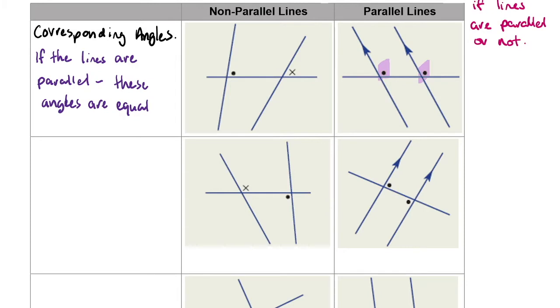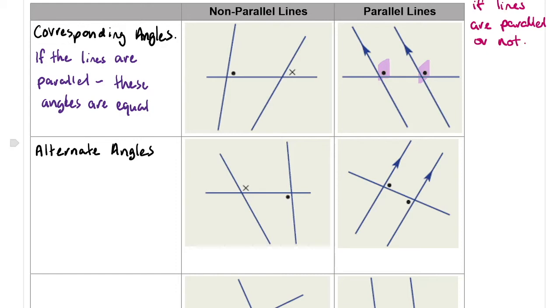The next row down, we have another set of angles. You can see that these start on one side, and then there's one on the other, and we call these alternate angles. These are alternate angles because they alternate across the transversal line. If the lines are parallel, as you can see in those diagrams, in the non-parallel lines we've got a cross and a dot, meaning that they are different, and in the parallel lines we have two dots, meaning they are the same.